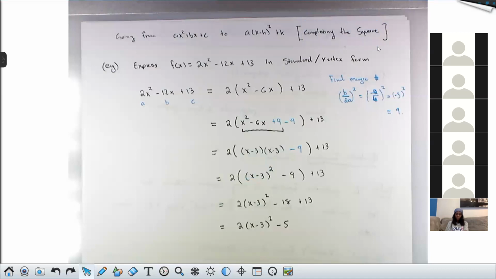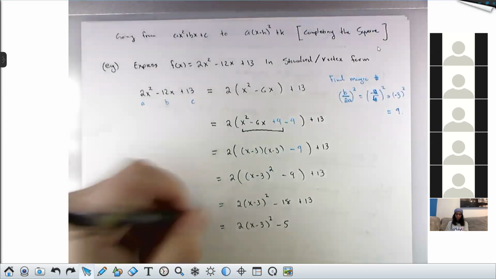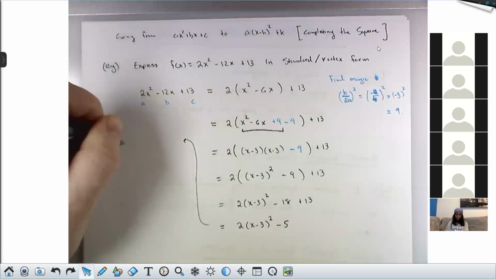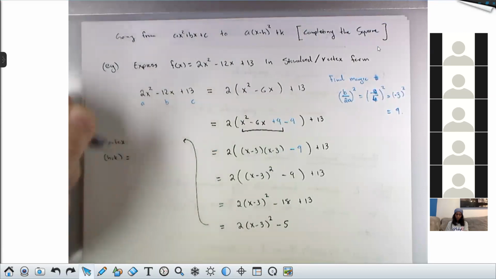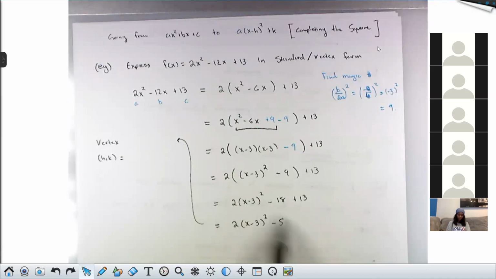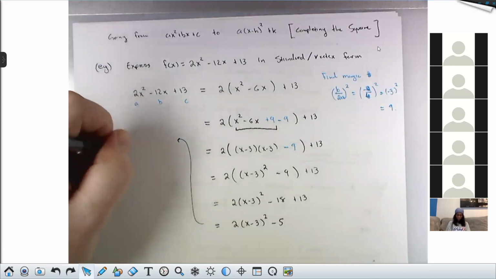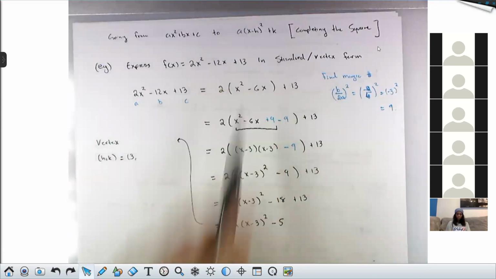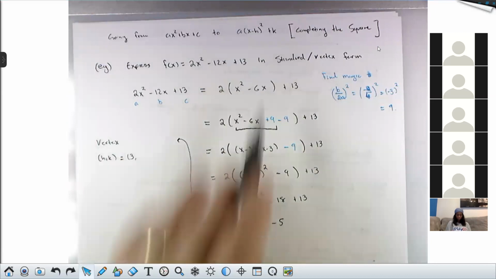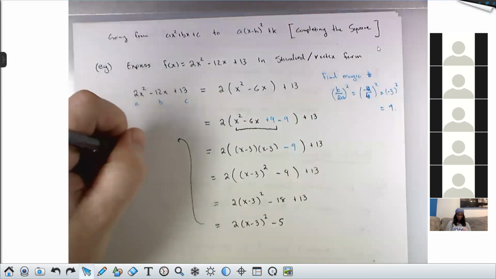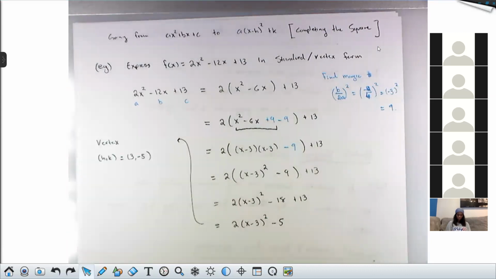Some other things I might want to do here, I might want to state the vertex. So from this form, I can tell you what my vertex is. We don't need that formula from college algebra or wherever, the negative b over 2a thing. You can just read it off right from this form. So h is 3, not negative 3, mind you, because there's a minus built into this form. And k is negative 5, right? Because this form is this plus k. So here, this is plus negative 5. So my vertex would be the point 3 comma negative 5.